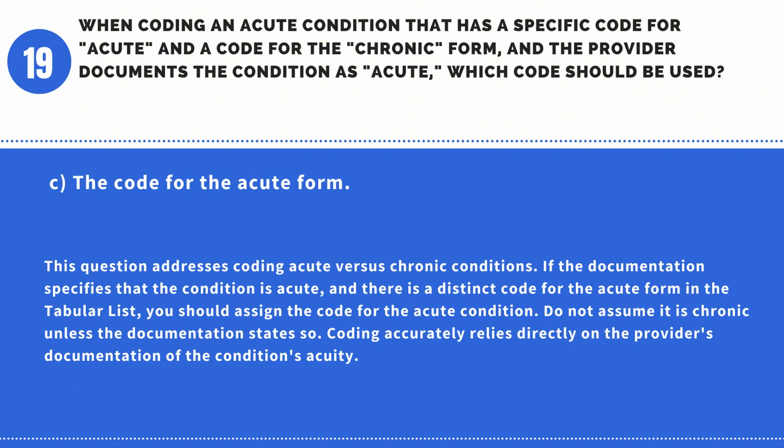Answer: C. The code for the acute form. This question addresses coding acute versus chronic conditions. If the documentation specifies that the condition is acute, and there is a distinct code for the acute form in the tabular list, you should assign the code for the acute condition. Do not assume it is chronic unless the documentation states so. Coding accurately relies directly on the provider's documentation of the condition's acuity.